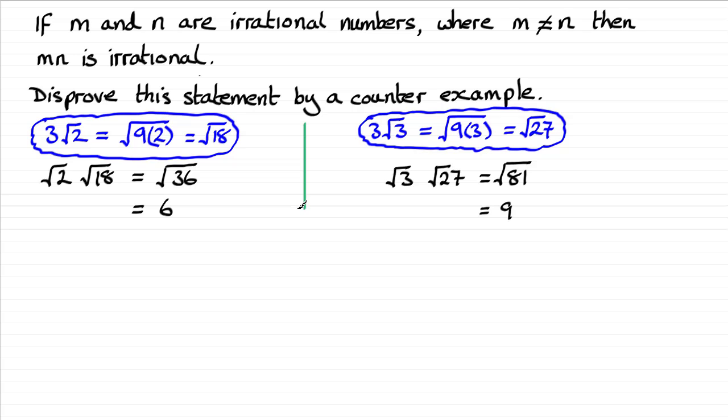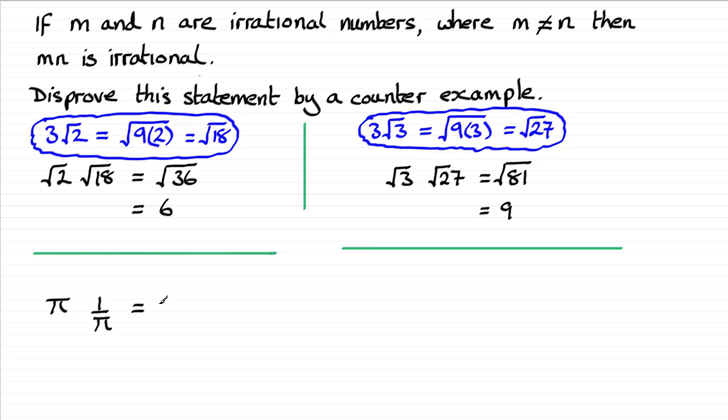I did say I'd give you 3 examples, so I'll give you another one here, totally different now. This one here is, for instance, if you took the well-known irrational number pi and you multiplied it with 1 over pi. Those pi's would cancel and it would just leave you with 1. Okay, so here we go.